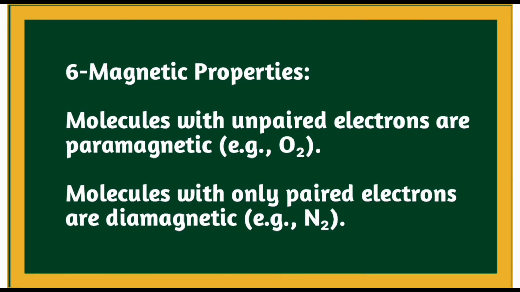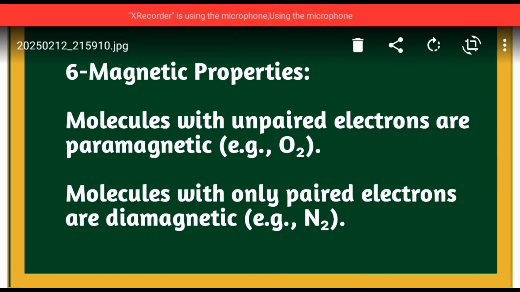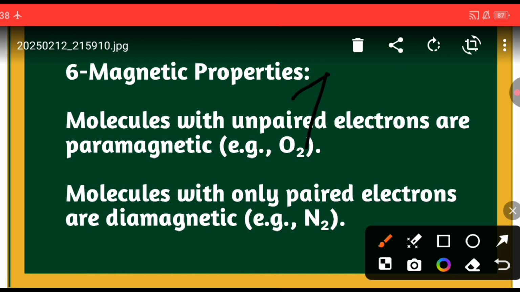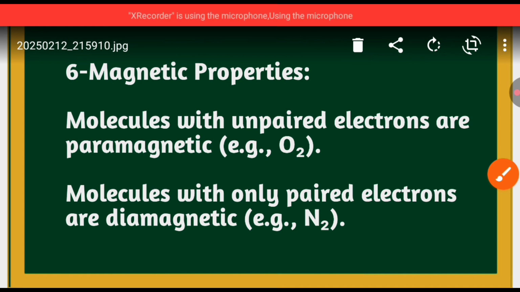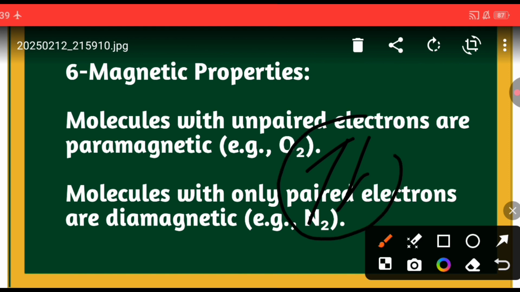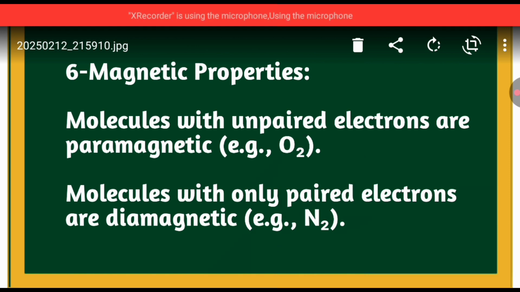Next, postulate number 6, magnetic properties. In MOT, molecules with unpaired electrons are paramagnetic. For example, the oxygen molecule has two unpaired electrons in its molecular orbitals, so oxygen is paramagnetic in nature. Molecules with only paired electrons are diamagnetic. The molecule having paired electrons in the orbitals is diamagnetic in nature. That is the example of the nitrogen molecule.